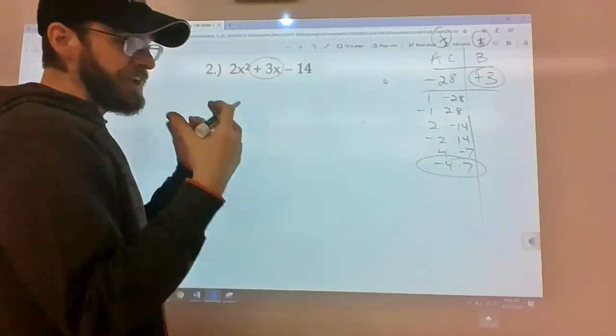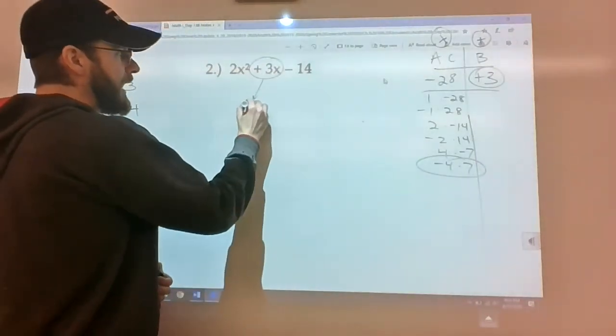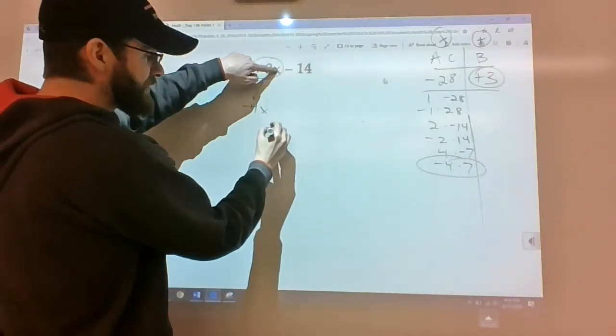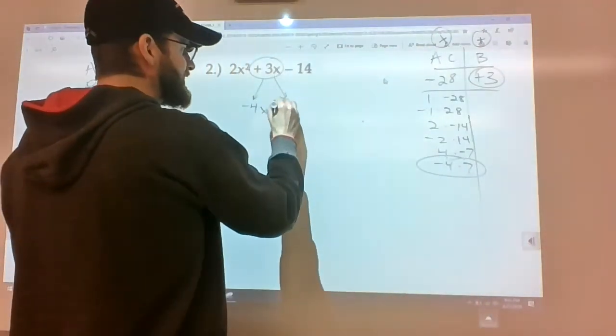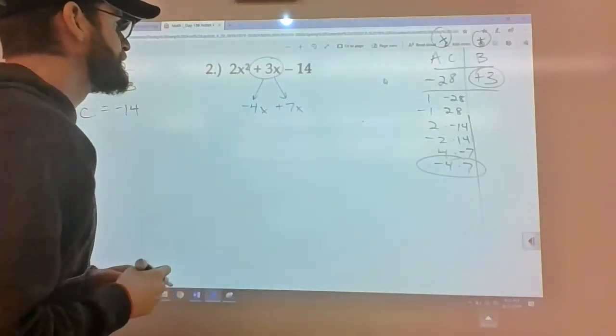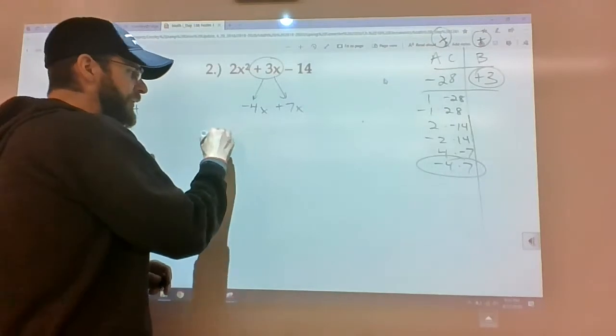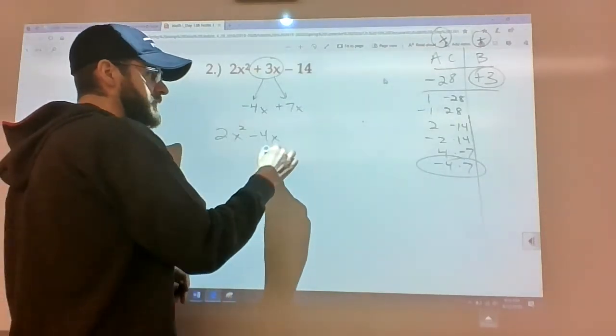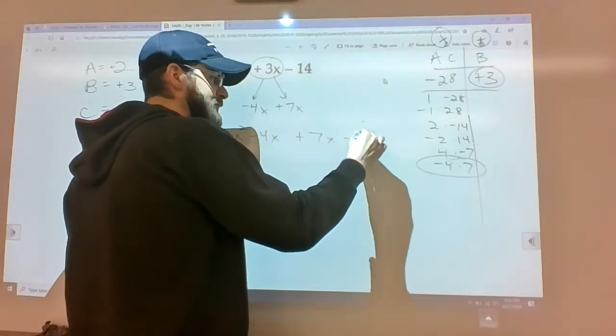So, we figured it out. You need a -4x and a +7x. So we rewrite the 2x squared minus 4x. It's going to be +7x minus 14.